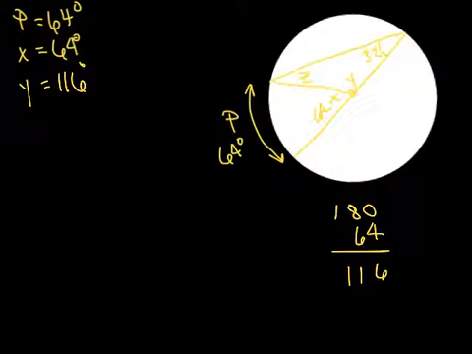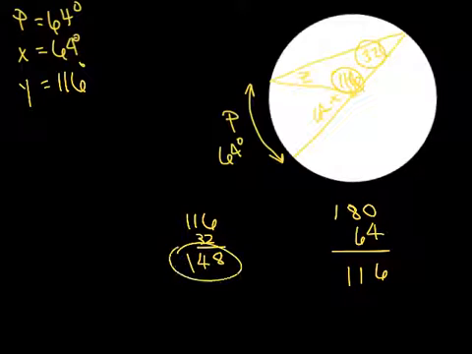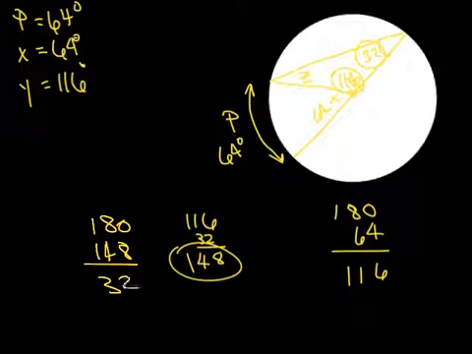Okay, and then let's see, z. So if this is 116, then 116 plus 32 is 148. So that means that if we add up all of the angles of a triangle, we get 180. Well, these two added up give me 148. So this one must be 180 minus 148, which is 32. So z equals 32.